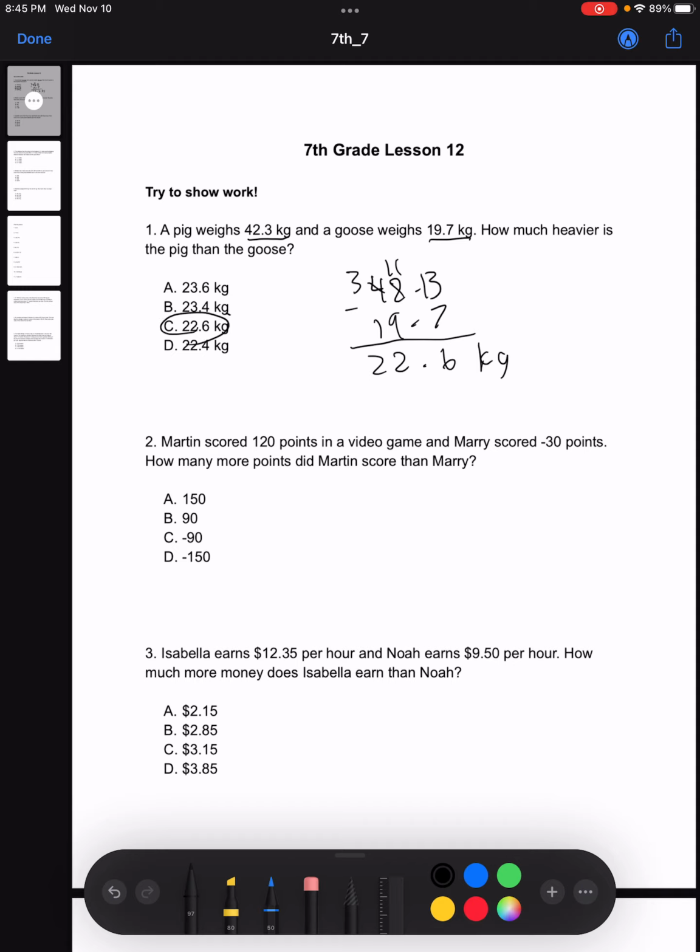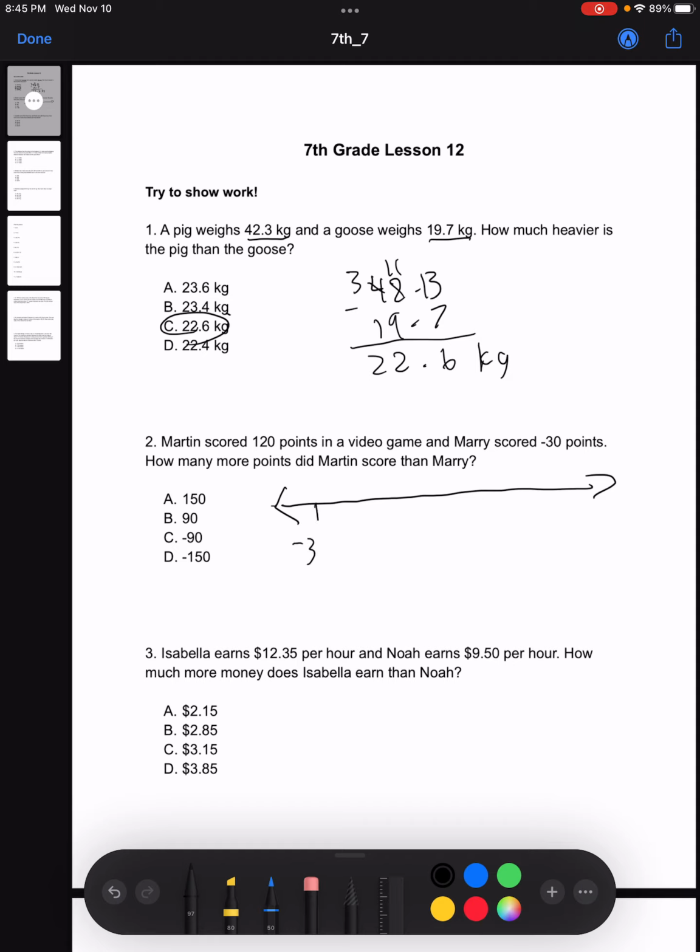Moving on to number 2. Martin scored 120 points in a video game, and Mary scored negative 30 points. How many more points did Martin score than Mary? A nice way to solve this is to make a number line to help us visualize what we're looking for.